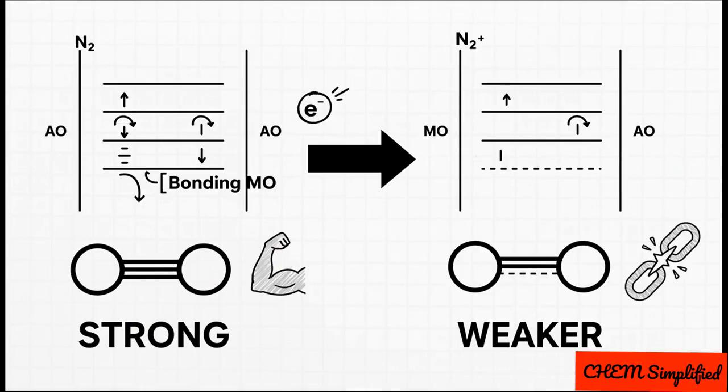Let's think it through. In N2, the highest energy electron is in a bonding orbital. It's part of the glue. So if you remove it, you're taking away some of that glue. The bond order drops from a solid 3 down to 2.5. Less glue means a weaker bond. So the original N2 molecule is more stable and has a higher dissociation energy.